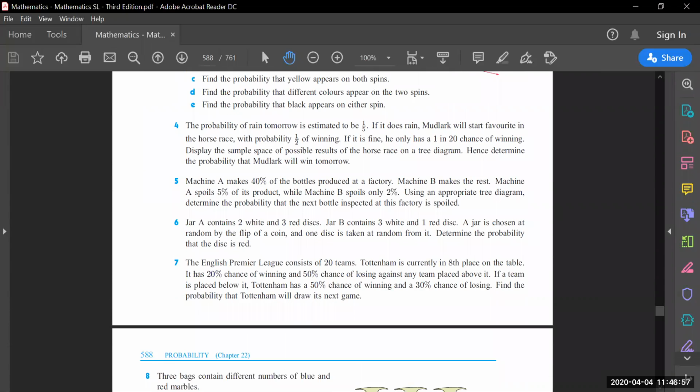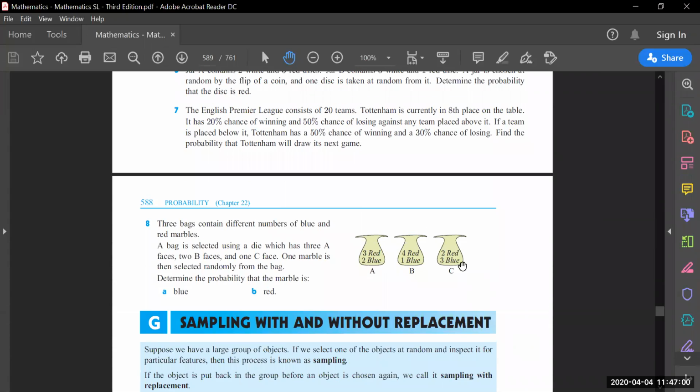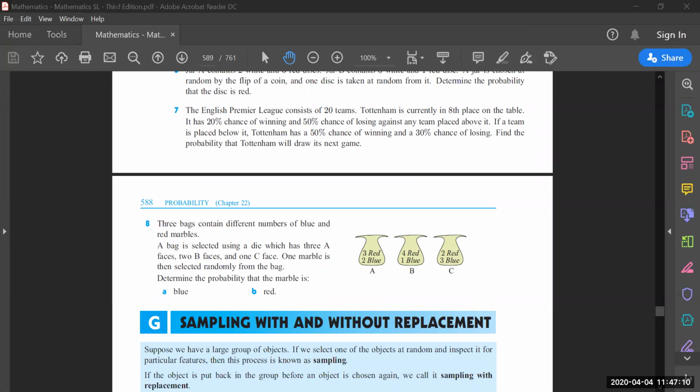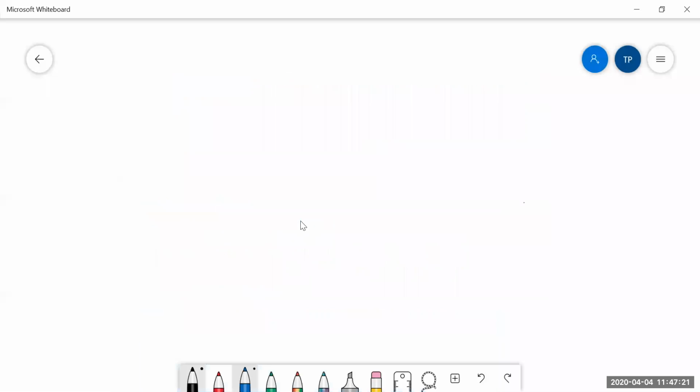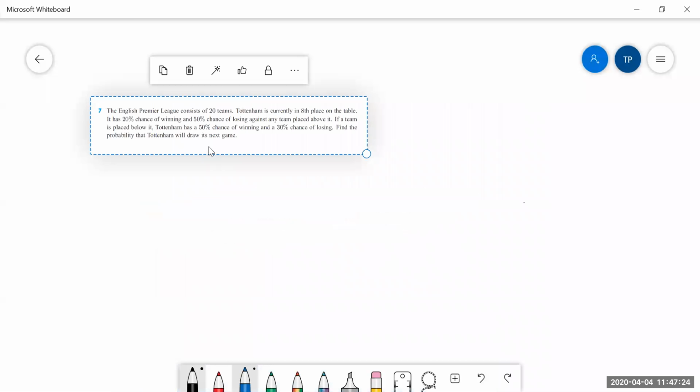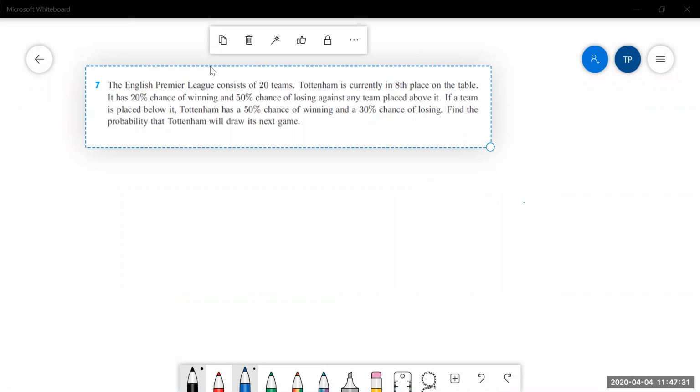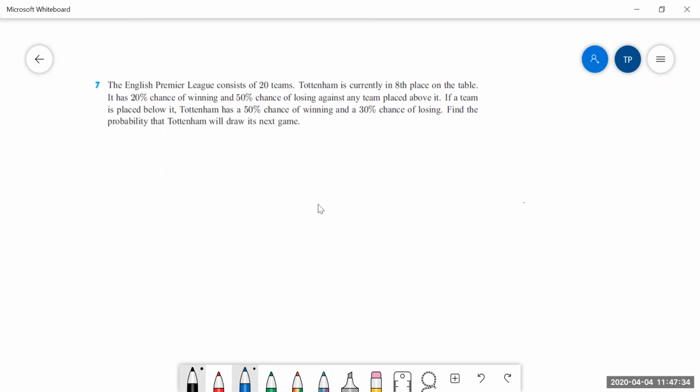Previously I think we did this tree diagram thing, but let's run through it. This one, question 7. The English Premier League consists of 20 teams. Tottenham is currently placed 8th on the table. It has 20% chance of winning and 50% chance of losing against any team. A lot of information here.